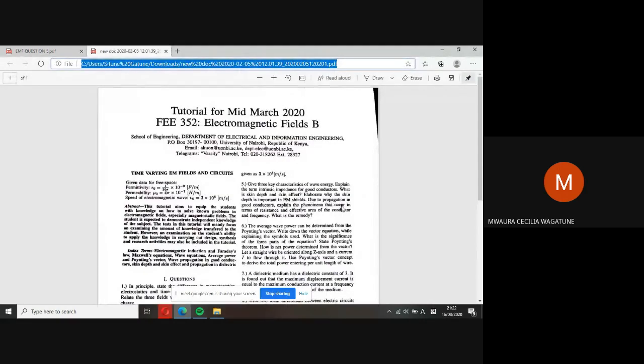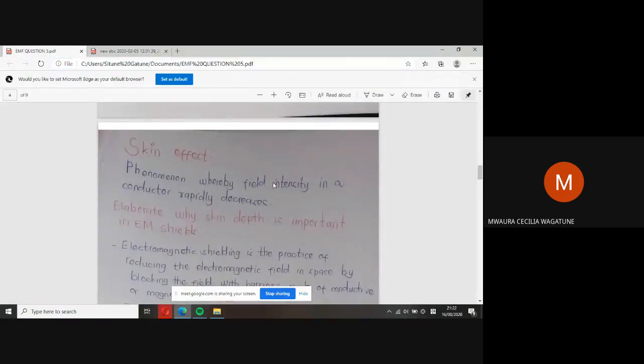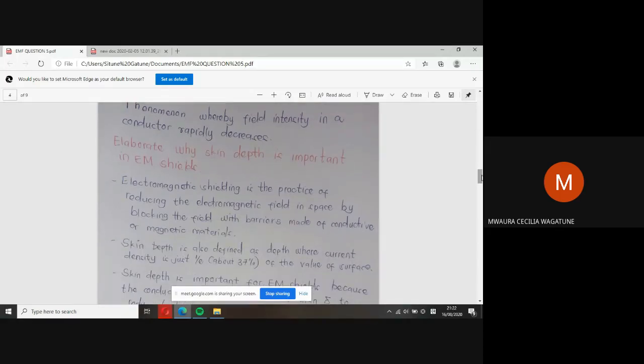Elaborate why the skin depth is important in EM shielding. Okay, so first and foremost, I would like to.